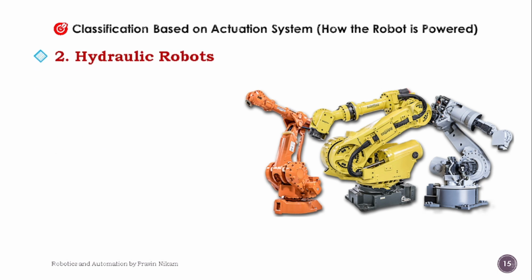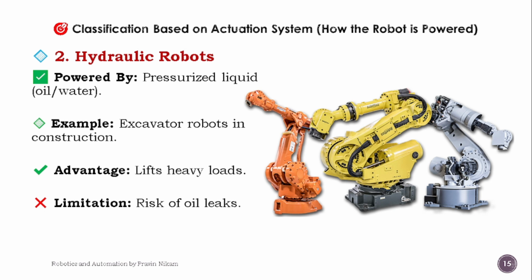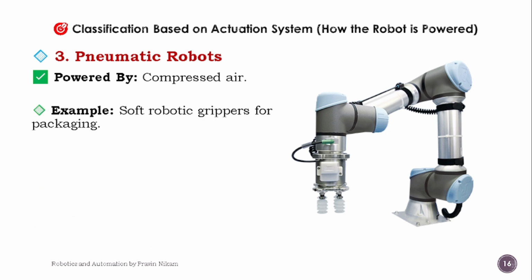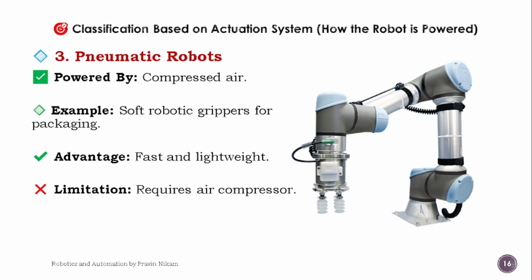Then the second type is hydraulic robots. It is powered by pressurized liquid, that is oil or water. Example is excavator robots in construction. Advantage is lifts heavy loads, but risk of oil leakage is there. Then the third type is pneumatic robots, powered by compressed air. Example is soft robotic grippers for packaging. It is fast and lightweight, but it requires air compressor.